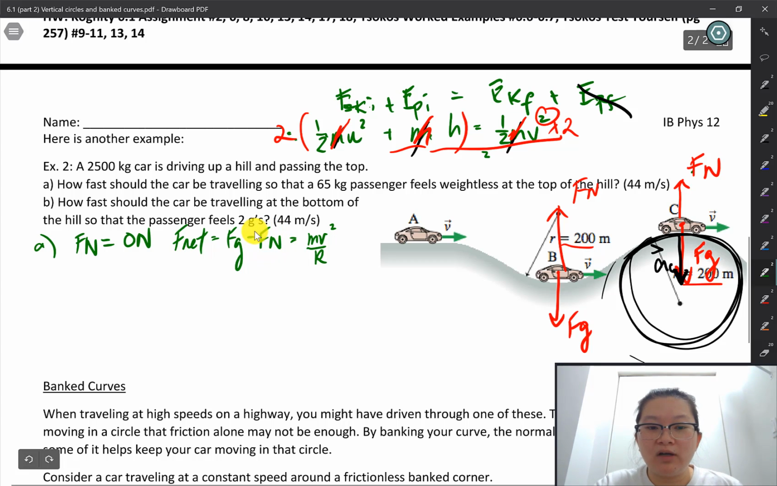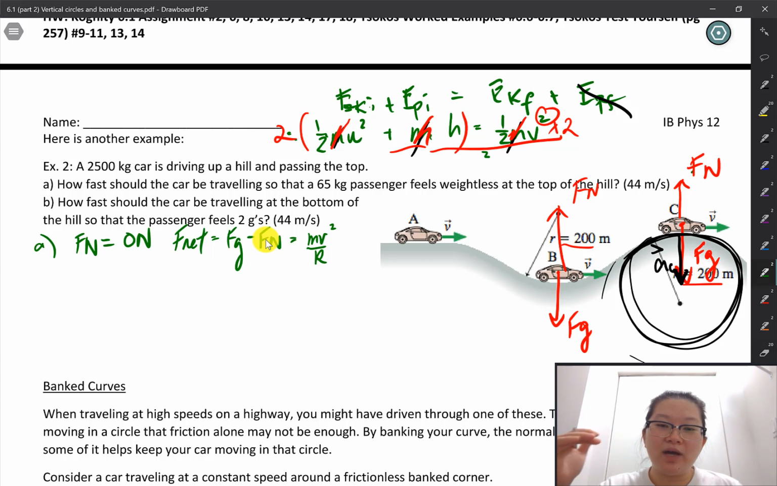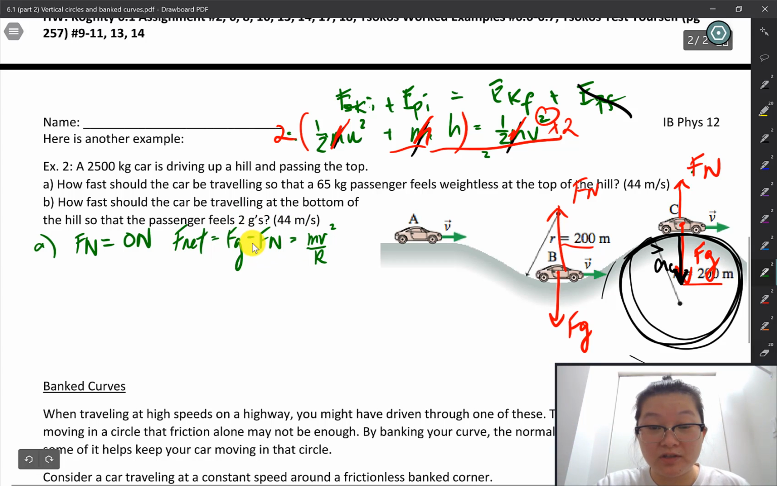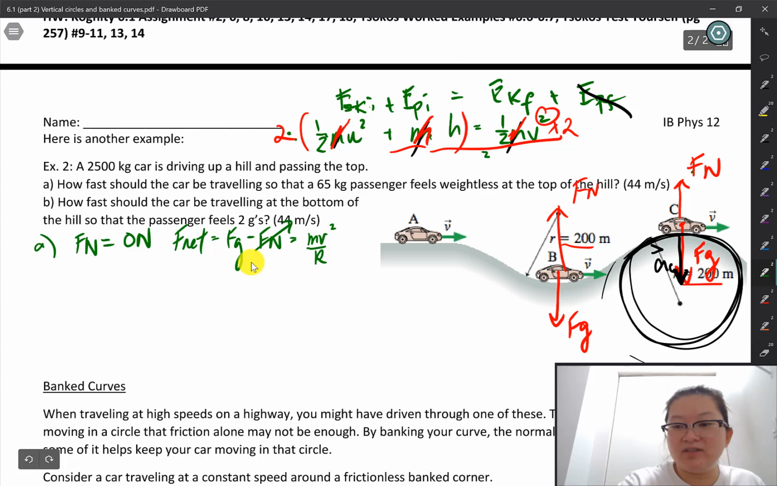So Fn has to be smaller and smaller and smaller to a certain point in which the speed is so great that the person does not feel any weight at all. Remember, feeling the weight is different than having the weight. Feeling the weight is your apparent weight that is characterized by the normal force, not Fg. That's the actual weight. So for weightlessness, this has to be 0, in which we just have a simple case in which Fg is equal to mv squared over r.